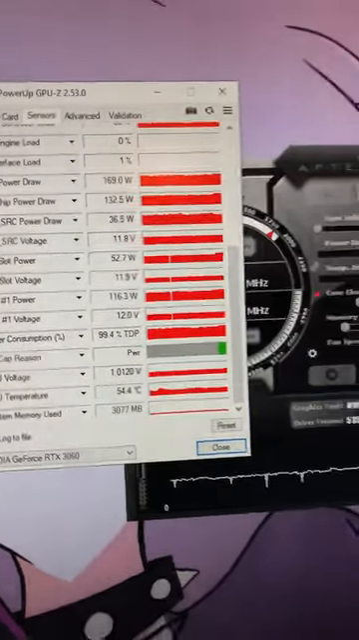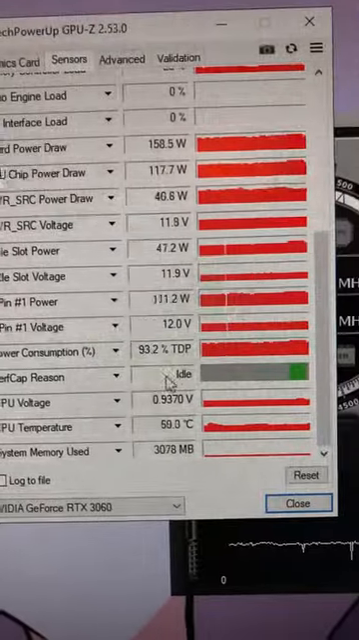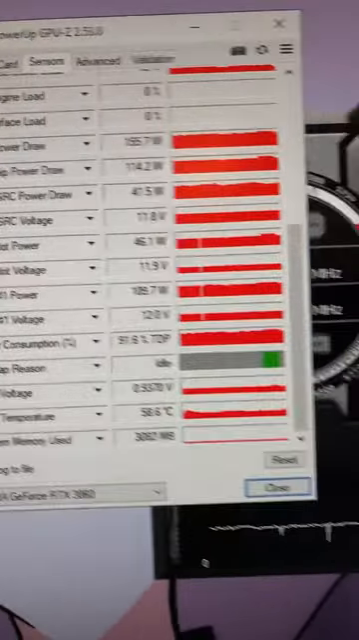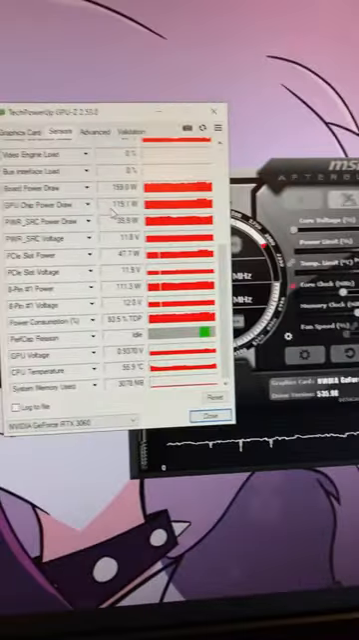But now if we apply my undervolt right here, boom, that instantly goes away. And now I have the same performance with lower power draw, lower temps, and way better performance.